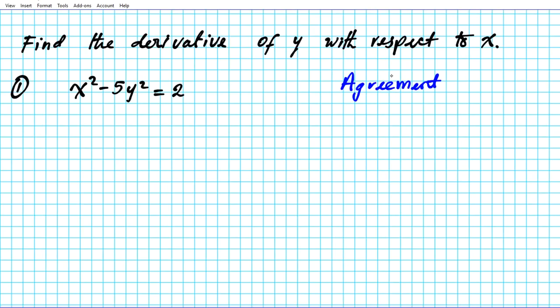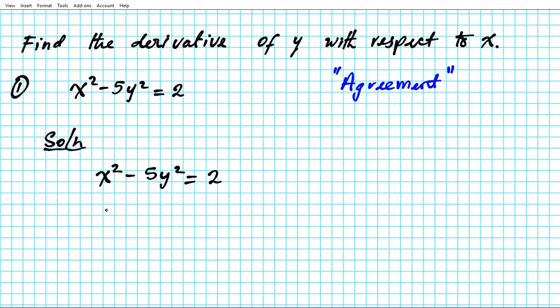Okay? What you're differentiating with respect to, does the variable you're differentiating agree with it or not? That's something to keep in mind. Now let's go ahead and differentiate, and I'll show you what agreement and disagreement mean within the context of this problem. First of all, is this an implicit equation? It certainly is, because y, the variable you're differentiating, is not isolated. So we're going to use implicit differentiation here. So we're starting with the equation x squared minus 5y squared equals 2.